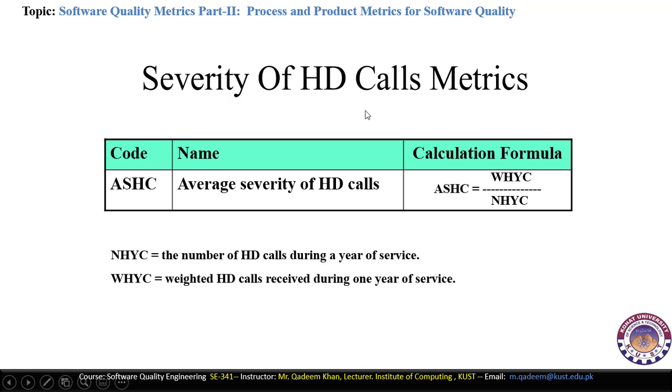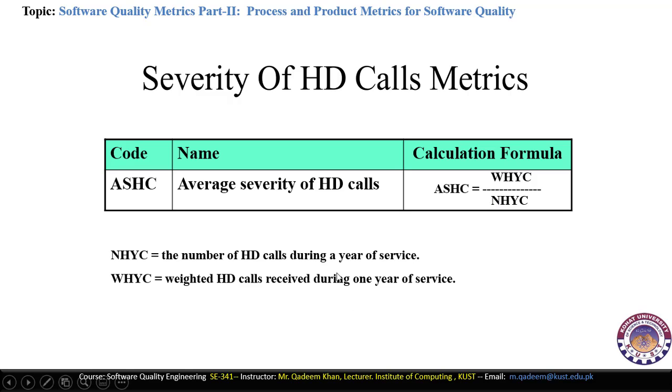This is another type of metric: the average severity of help desk calls is equal to ASHC divided by WHYC divided by NHYC, while the WHYC is the weighted help desk calls received during 1 year of services divided by the number of help desk calls received during a year of services.